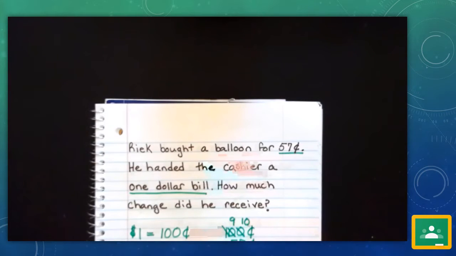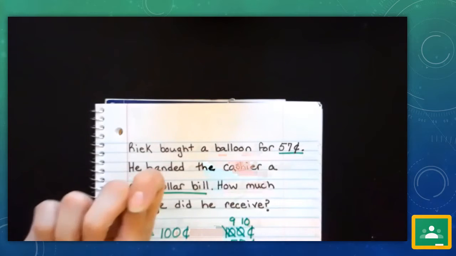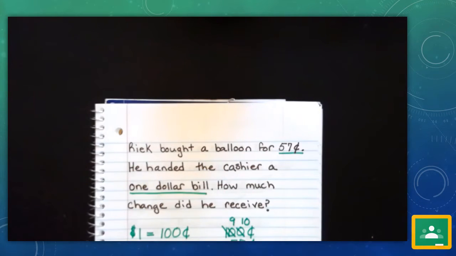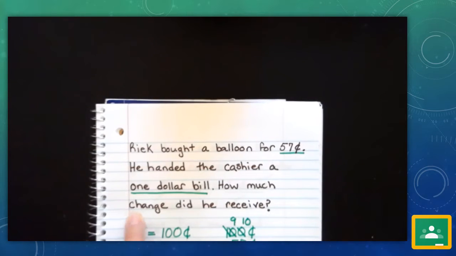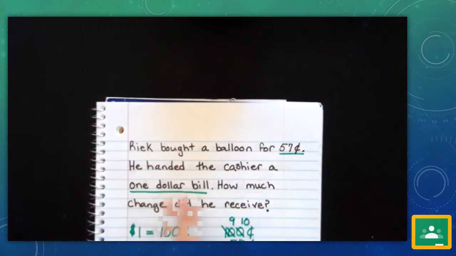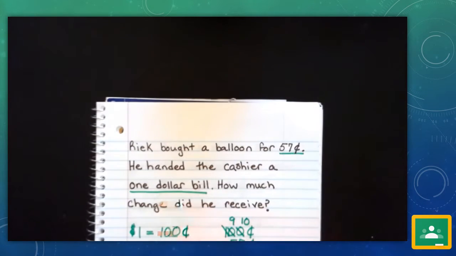If Ricky is at the store and he wants to buy that balloon, he has to give up some money so that he can pay for his item, and then he will receive change. He will receive a difference between what he gave the cashier and how much the item cost. Because $1 and 57 cents is not equal, there's going to be a difference. There's going to be some change.